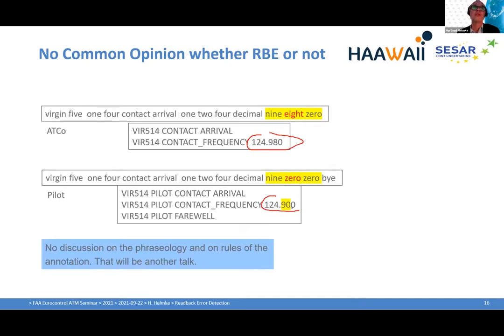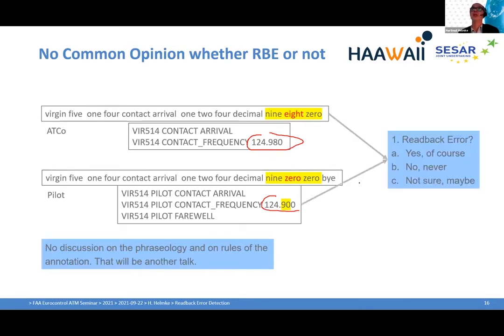No discussion about the phraseology. Just, is it a readback error or not? If you're really encouraging people, I ask you, can you use the chat? Just type in yes, no, not sure. I'm talking all the time, so maybe you can also do something here now. That would be just fair. Maybe somebody from my co-authors can collect these answers.